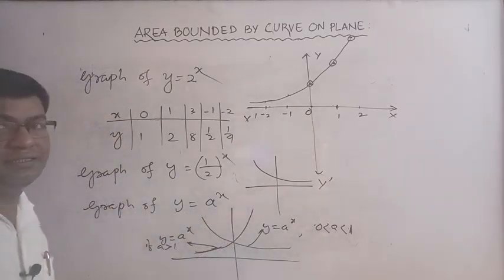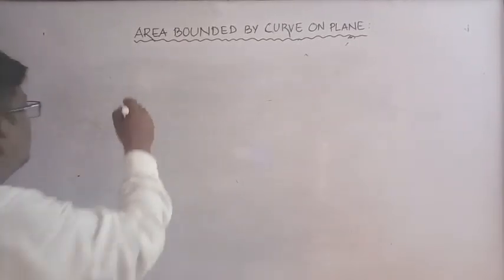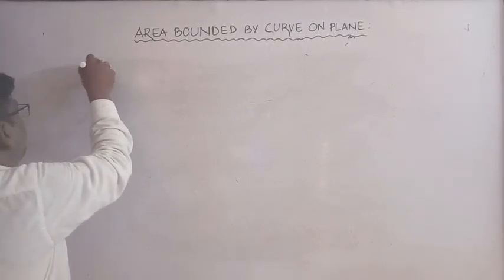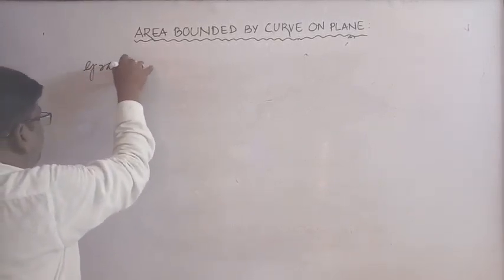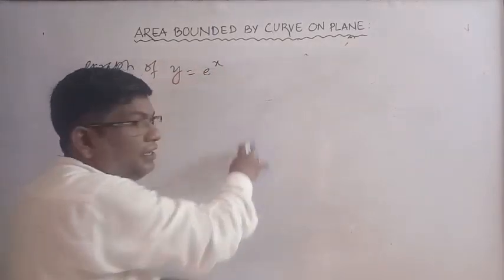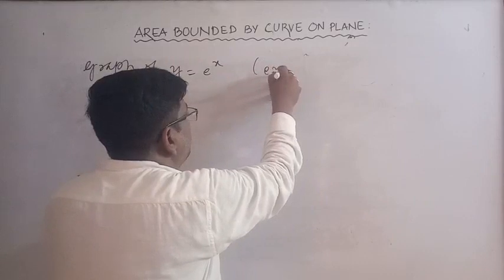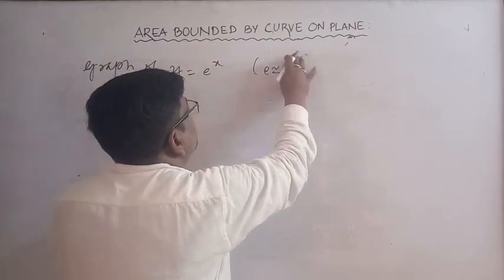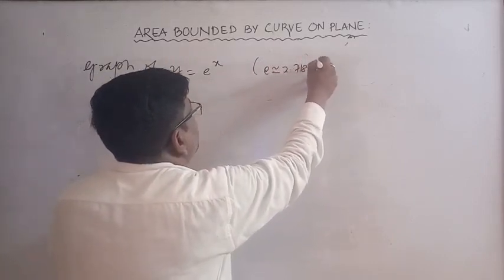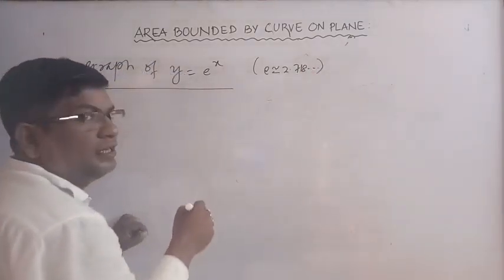Now what is the graph of y equal to e to the power x? e means what? The value of e is nearly equal to 2.718. So its graph is like this.